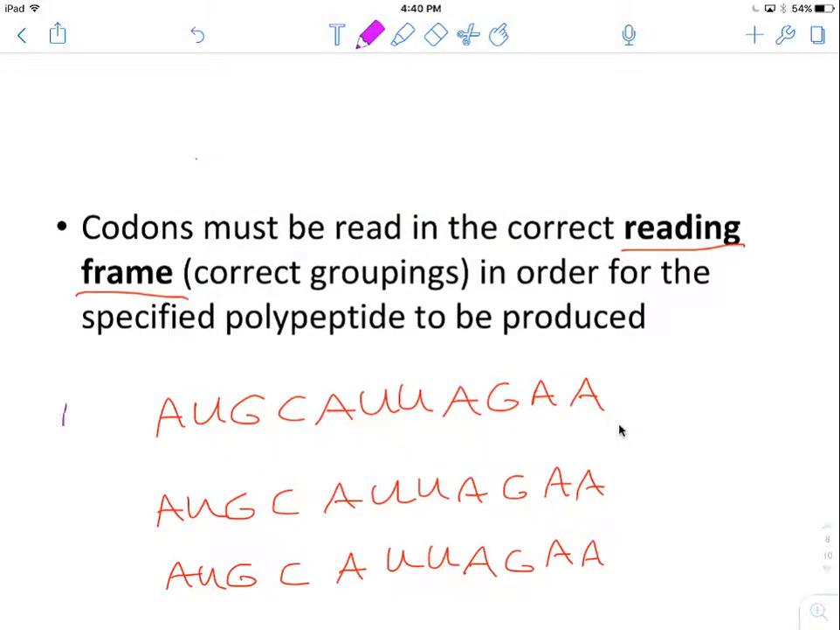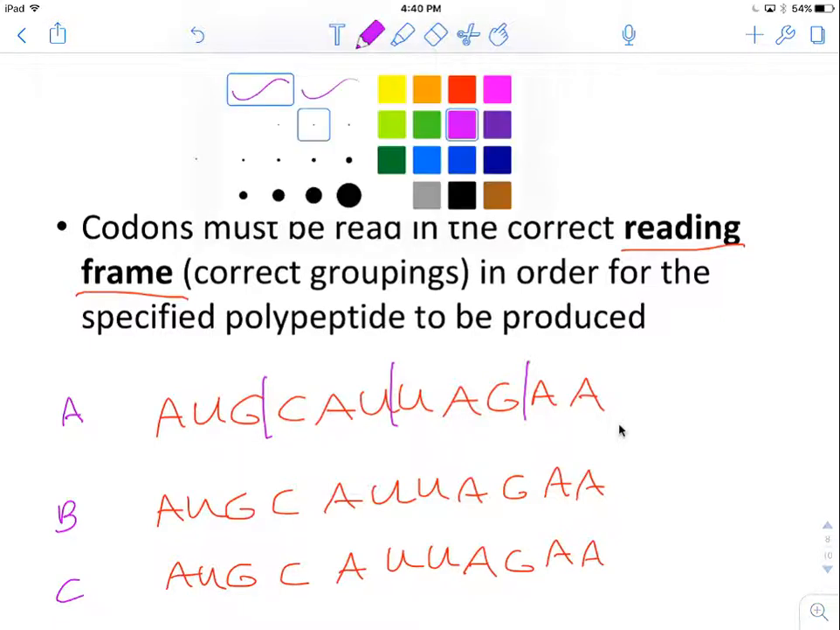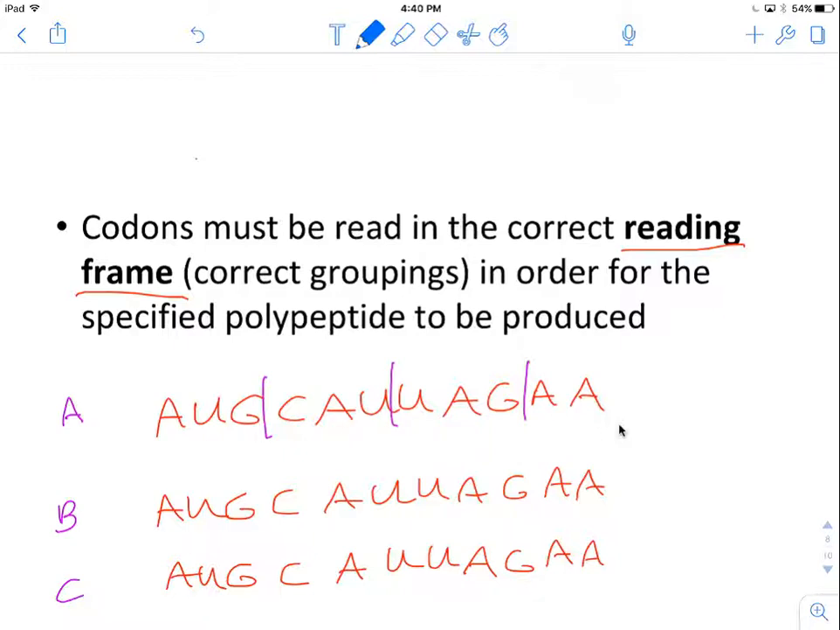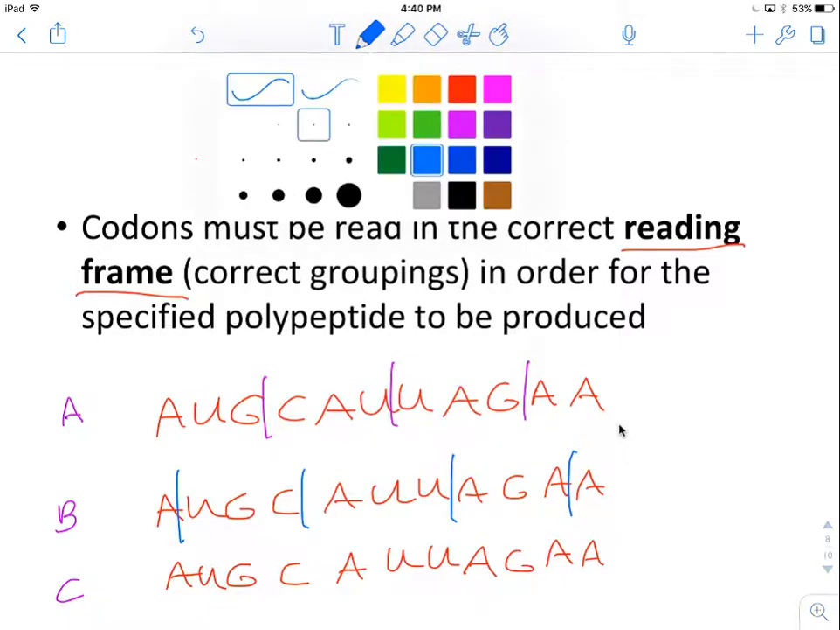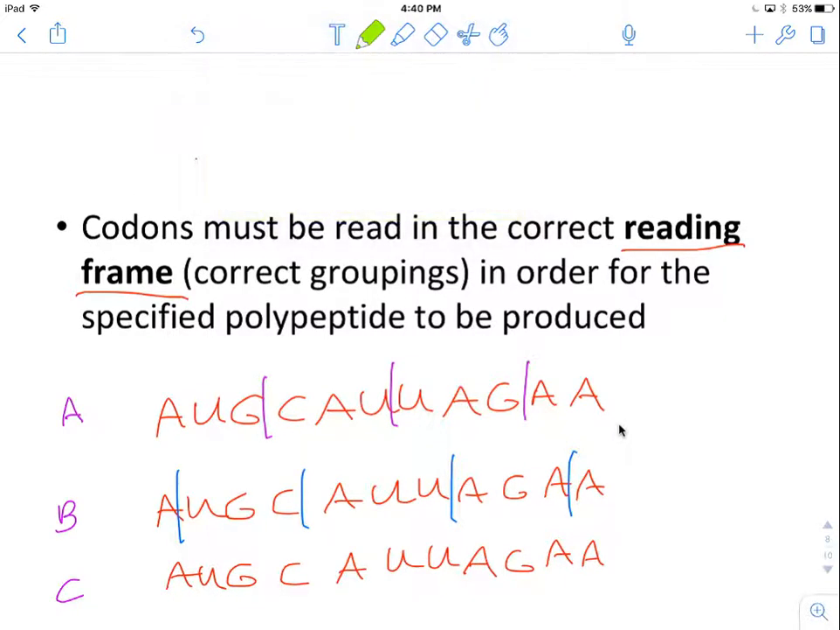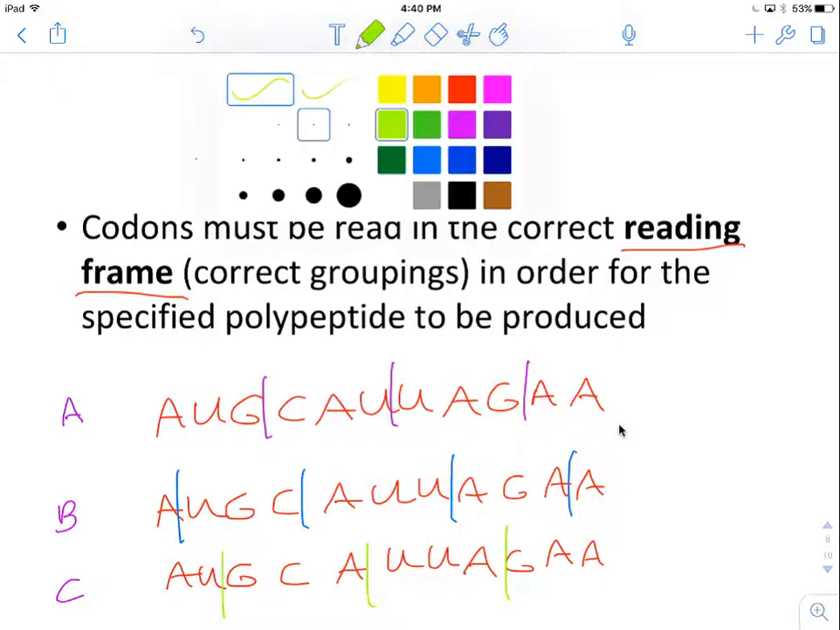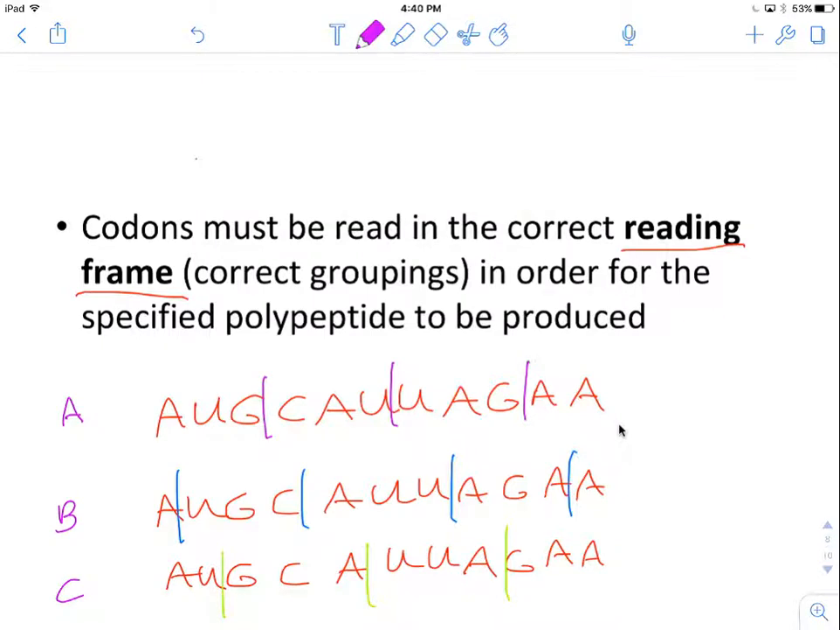So let's look at the first one, A, B, and C. We can group our codons like this, or the codons can be grouped like this, or the codons can be grouped like this. And depending on how you group them, you get different sequences of amino acids.